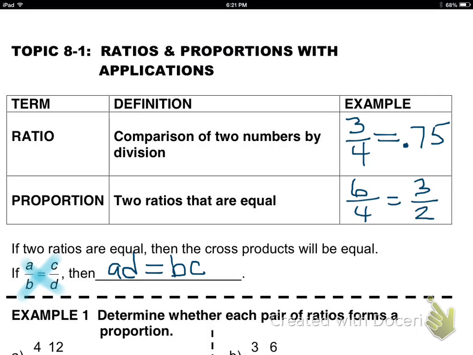An example is seen in the ratios 6:4 and 3:2. If we do the cross product of 6 times 2, that equals 12, and the other cross product of 4 times 3, that also equals 12, and 12 equals 12. So the cross products are equal, therefore those two ratios are a proportion.